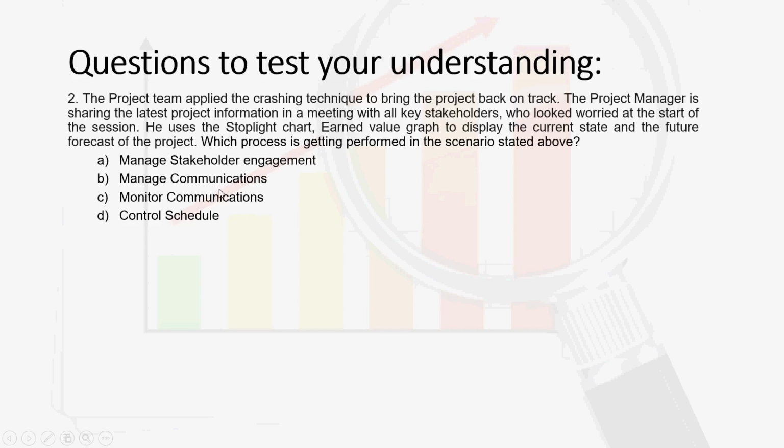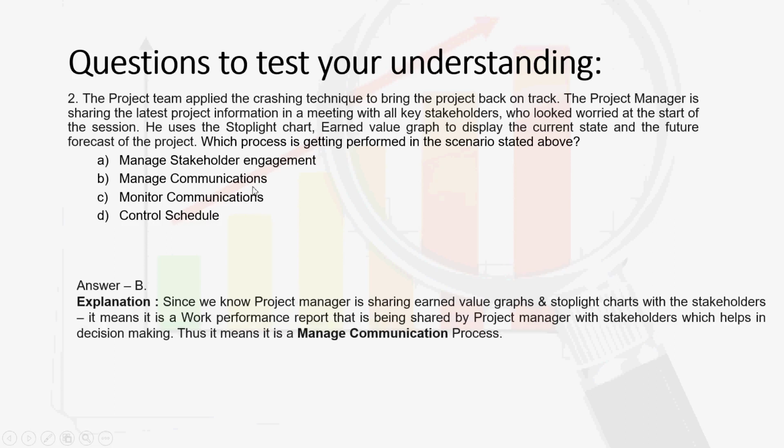After the execution phase of the project is running or completed, then we monitor and control in parallel. So first, for that to happen, the execution phase should take place. And here right now, because the project manager is currently engaging in communicating the status of the project to the stakeholders, this would belong to the manage communication process area. You can also read the explanation given below.